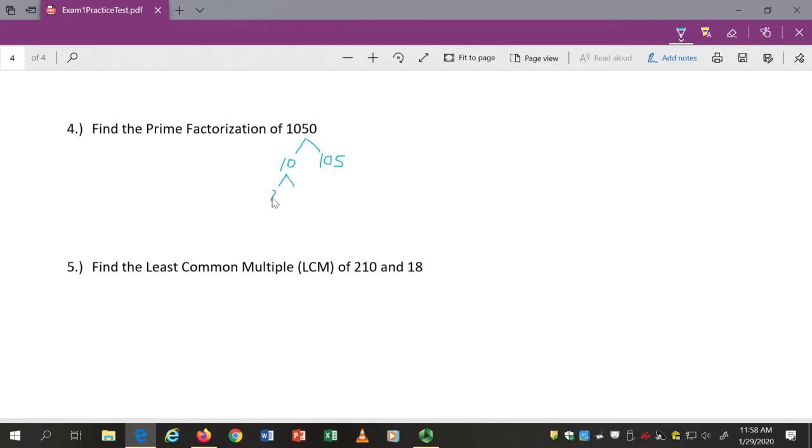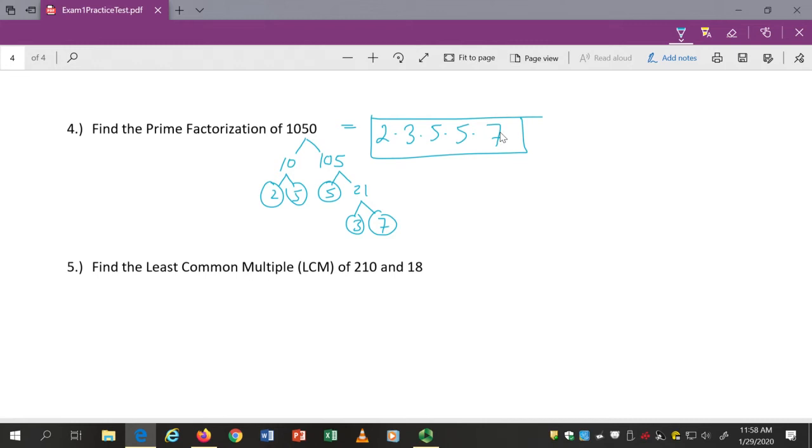And then 10 is 2 times 5. 105 is divisible by 5, so then you could take the 5 out at that point. 105, if you divide the 5 out, it's 5 times 21. And then 21 can be broken apart as 3 times 7. And so your prime factors, they sit at the bottom of the branch. So we'd say that 1050 can be written as 2 times 3 times 5 times 5 times 7. That's the prime factorization. So it can't be split apart any more than that. All right?